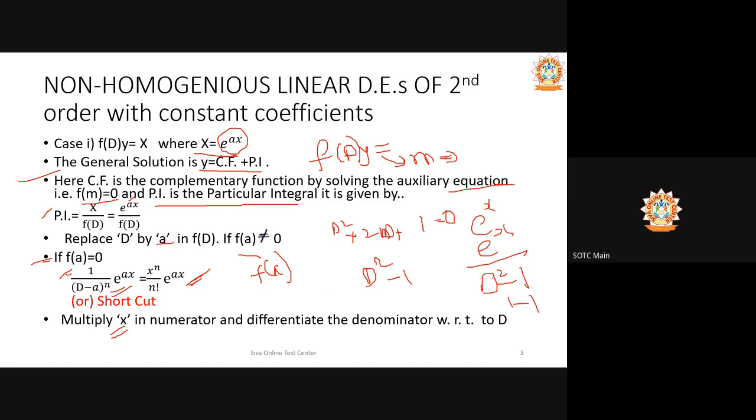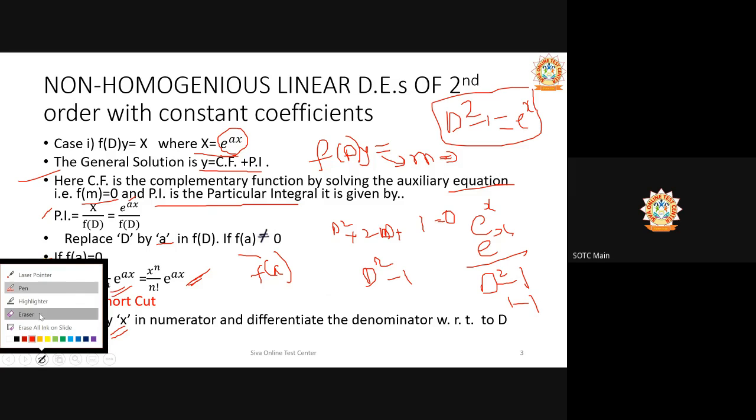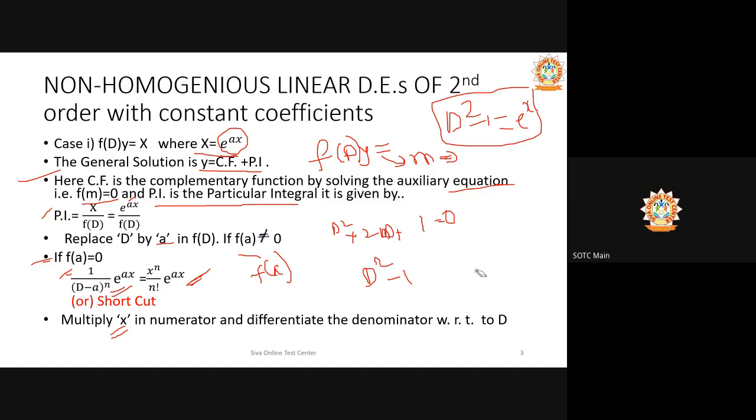So what you can do, you can either write... Yes ma, can you explain the example again? Yes, sure. So let us suppose I have a differential equation like d square minus 1 is equal to e power x. This is the example that I am considering now. Definitely you will get the complementary function by getting d square minus 1 is equal to 0. Then you will get the m value as plus or minus 1.